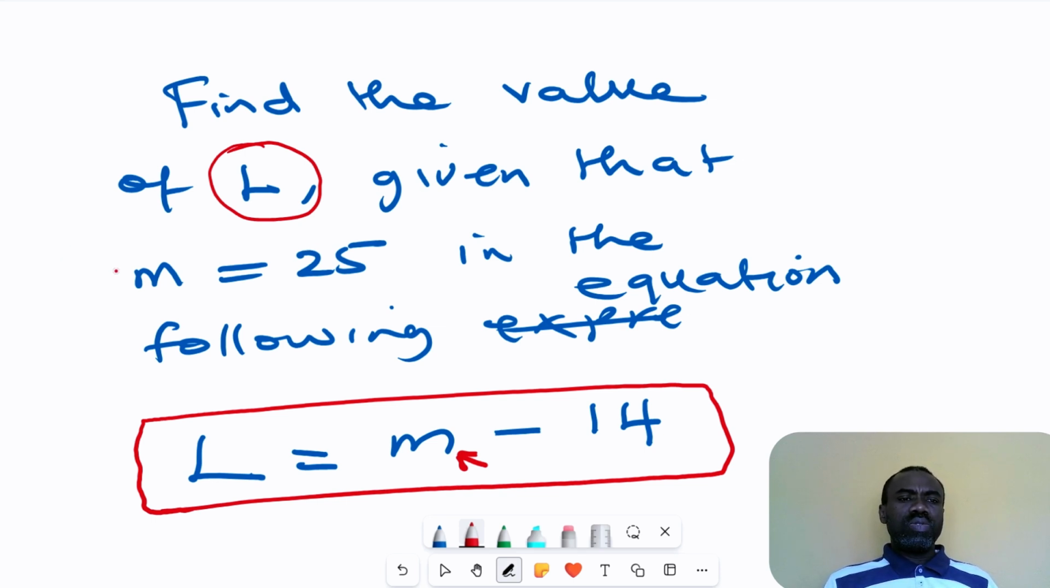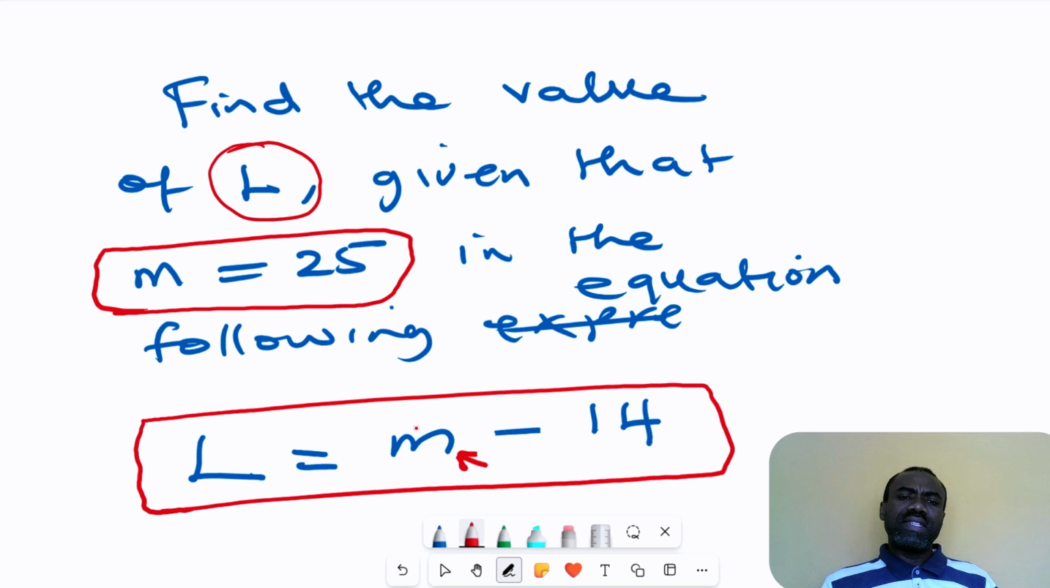But looking into the question, they've given us some more information about m. They've told us that m is actually 25. So we can substitute this m, we can replace this m with 25. And once we do that, we can actually go on and solve and find the real value of L. Once we know the real value of L, we get a better picture of L.